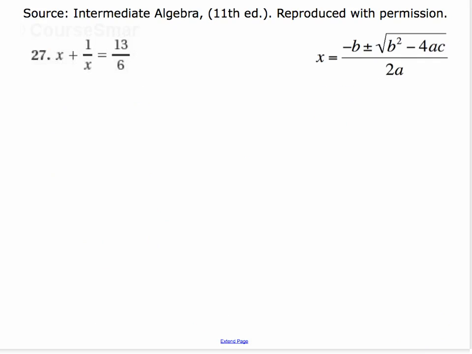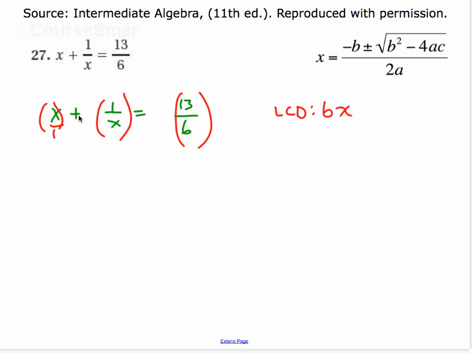Here's another one. And initially it doesn't look like a quadratic, but it has fractions. So every time there's fractions, and I'm solving, I want to use that I hate fractions rule. So I'll take the x, I'll take the 1 over x, and I'll take the 13 over 6, and I'll take each one of those and multiply them by a lowest common denominator, which in this case I've got a 1 here, an x, and a 6, so the lowest common denominator will be 6x. So I'll times this by 6x, and this by 6x, and this by 6x.